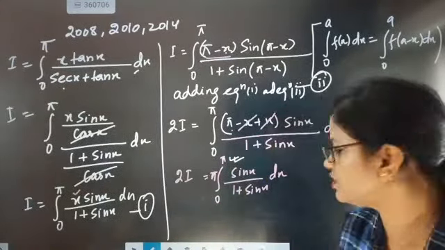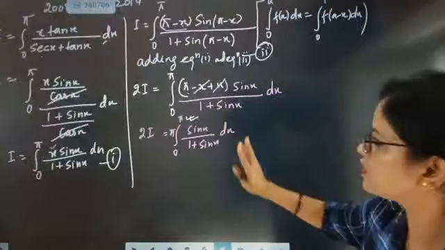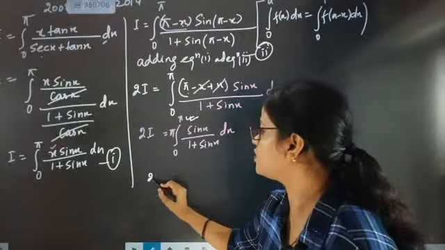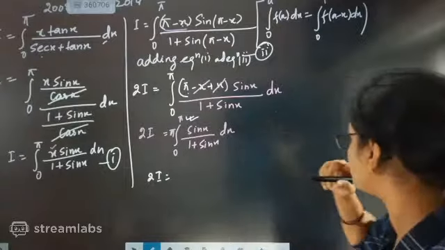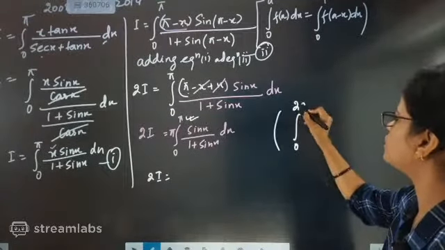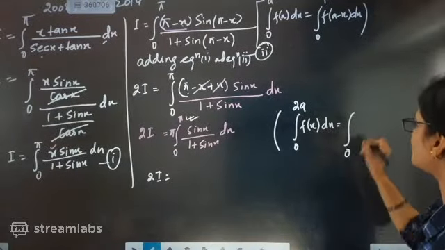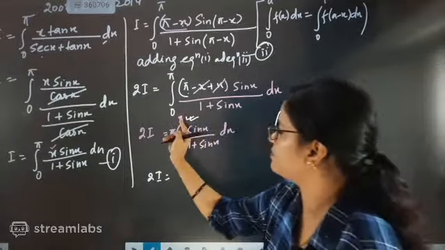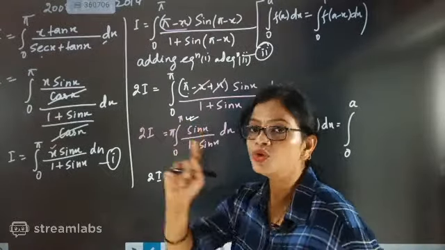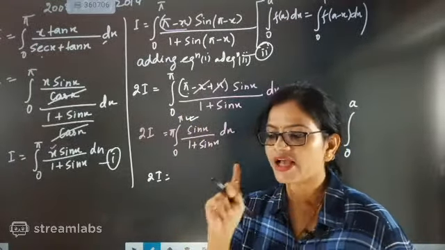The same logic method you are going to do. The previous question, how we solved it, the same method you are going to apply here. So what are you going to do here? The property says that if integral from 0 to 2a of f of x dx is there, then this section will become... The most important problem here is what to do with the upper limit pi. So the upper limit pi has to be reduced.